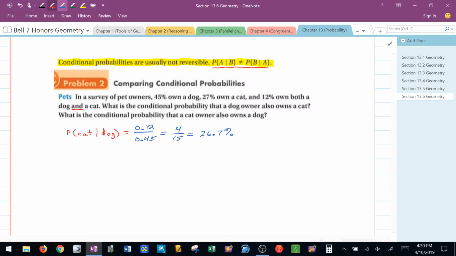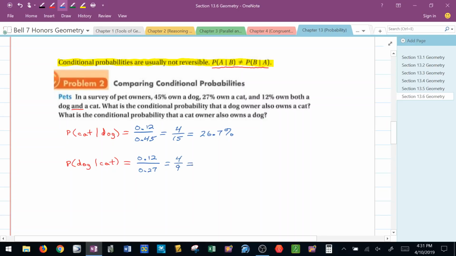All right? Let's look at the reverse of this. What if it's the probability of, as they ask here, a cat owner also owns a dog? So the probability of owning a dog, given that I'm a cat owner first. I'm primarily a cat owner. So this would be the probability of dog and cat, which was 12%, divided by the probability that I'm a cat owner. That was 27%. As a simplified fraction, this would be 4 over 9.